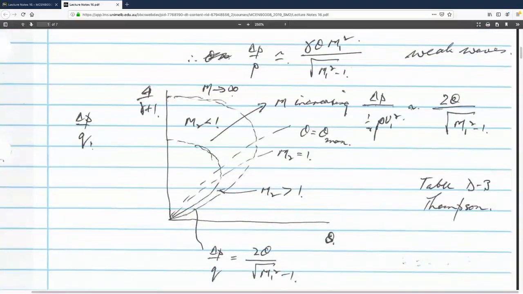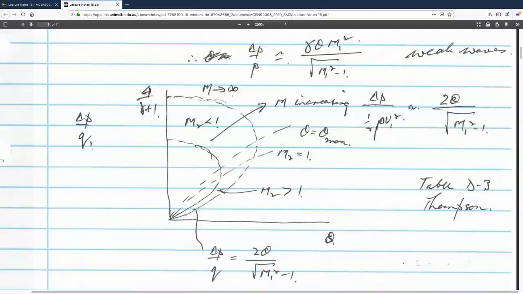So this is what happens as this shock polar, as you increase m to m going to infinity, you go to 4 over gamma plus 1. For m less than that, delta p over q1 is less than 4 over gamma plus 1. So these shock polars for different Mach numbers look like this. And this is the weak shock limit that I've worked out.